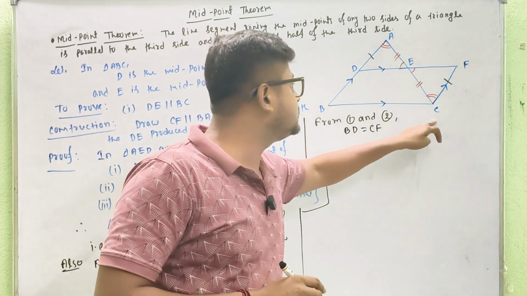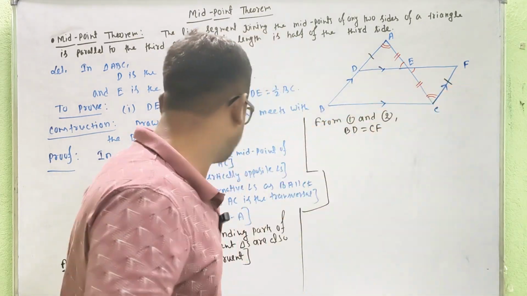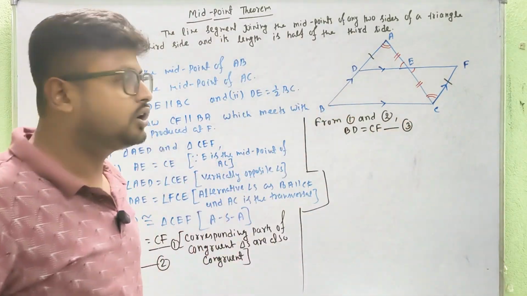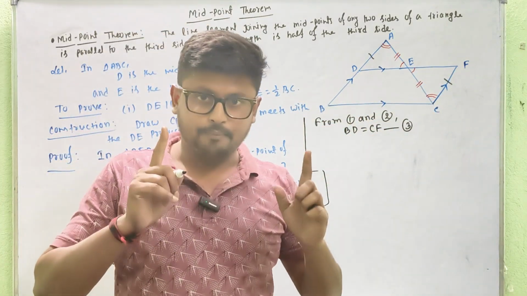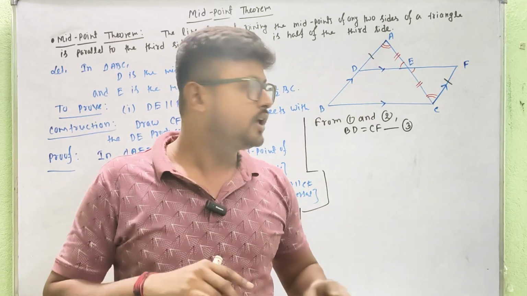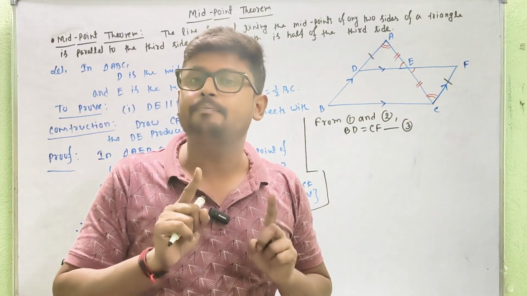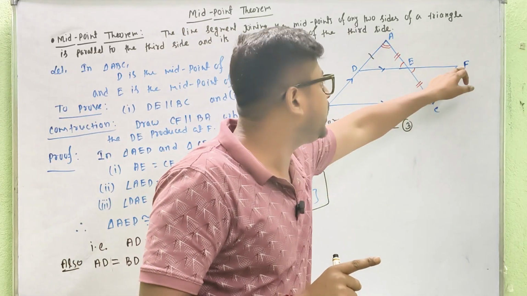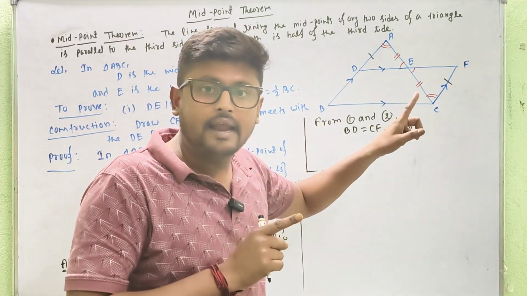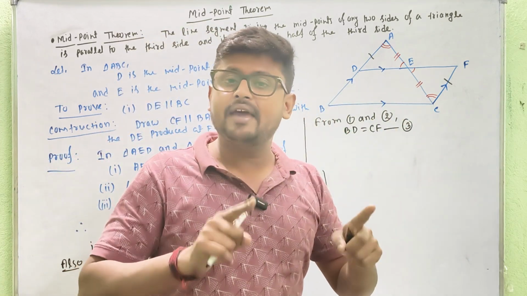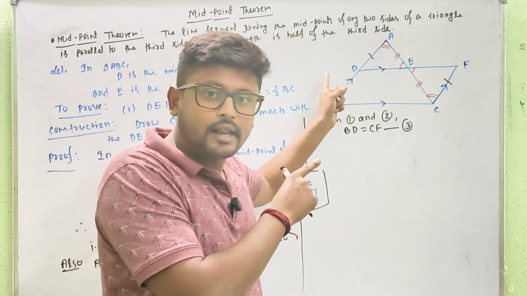Now in the quadrilateral BCFD, BD and CF are parallel. Also BD and CF are equal by equation number 3. We know there is a property. What is the property? In a quadrilateral, if one pair of opposite sides are parallel and equal, then the quadrilateral is a parallelogram. So BCFD, this quadrilateral, is a parallelogram because one pair of opposite sides are parallel and equal.